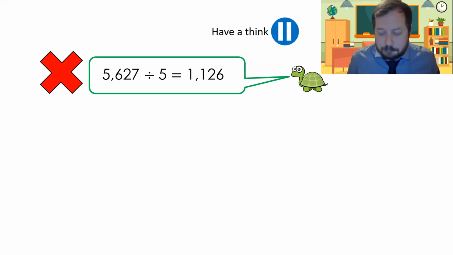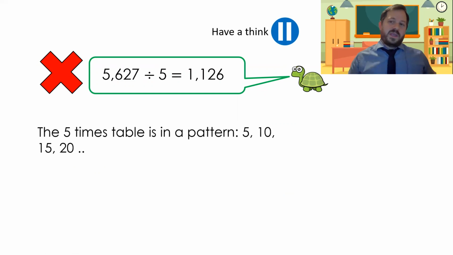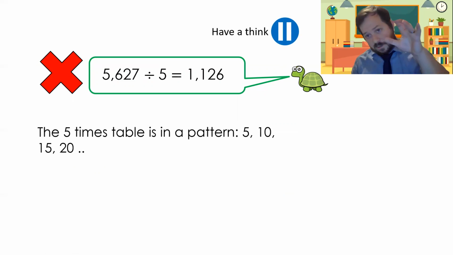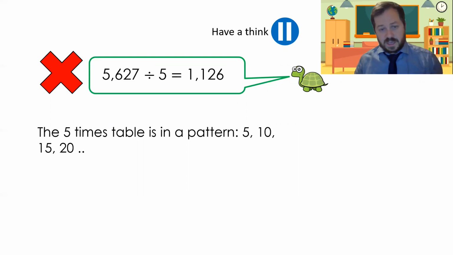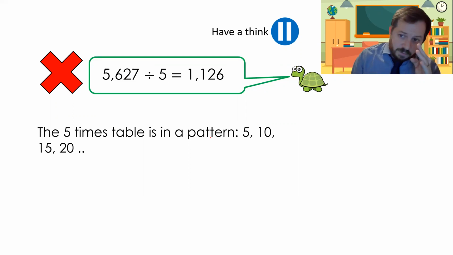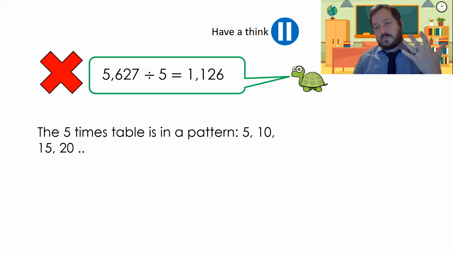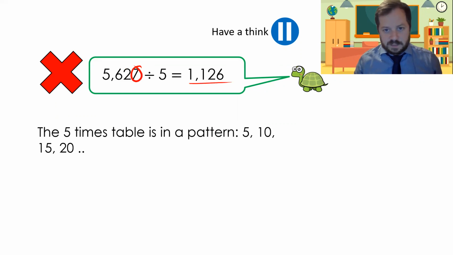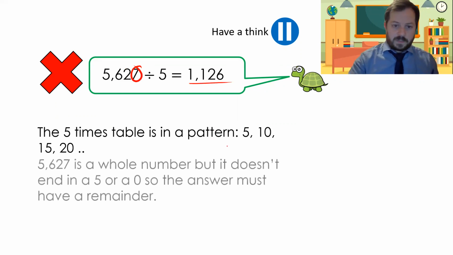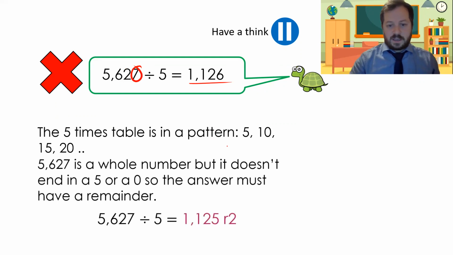Well, the thing is that we know a pattern with our 5 times table, and all the patterns with our times tables will help us know whether or not our answer could be right or could be wrong. In this case, every number in the 5 times table either ends with a 5 or a 0, in which case we can never have a number that ends in a 7 giving a complete answer. There must be a remainder. And this is the case here. It would actually be remainder 2 because we could only fit 1 5 in here. Couldn't be 6. It would have to have a remainder on there.